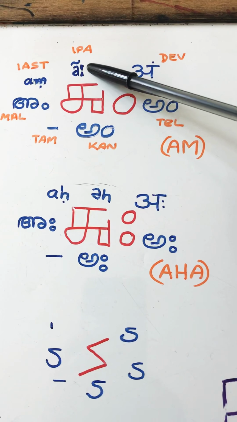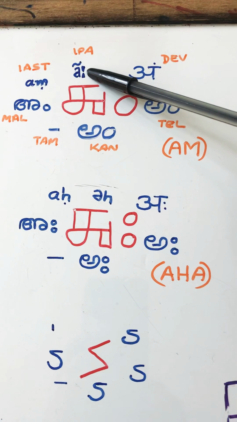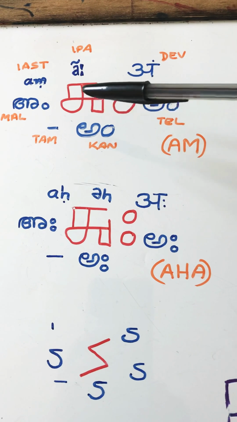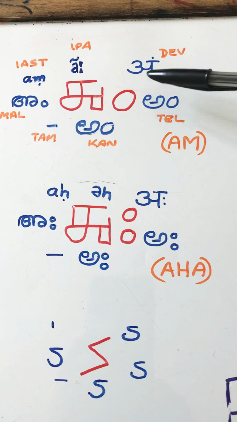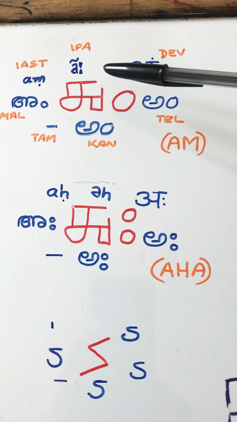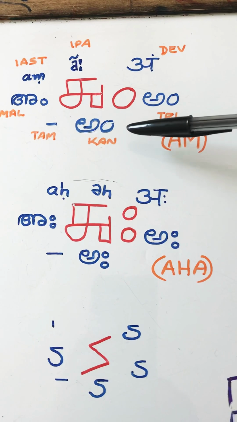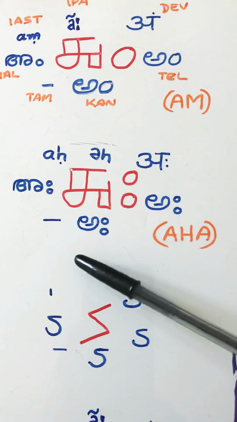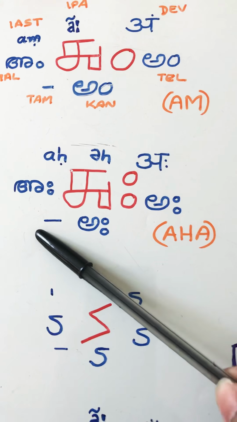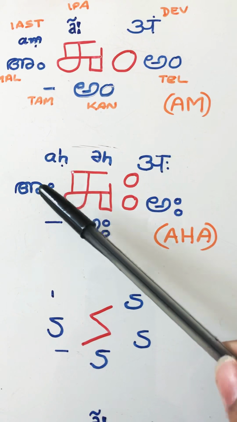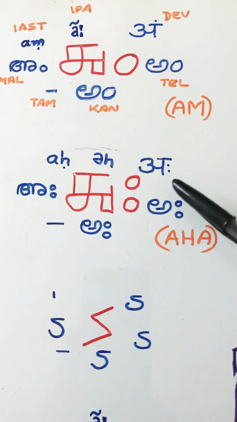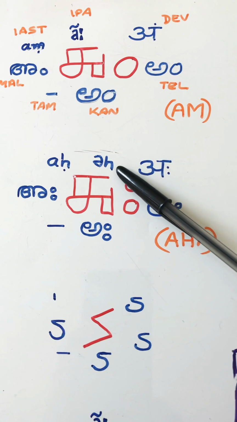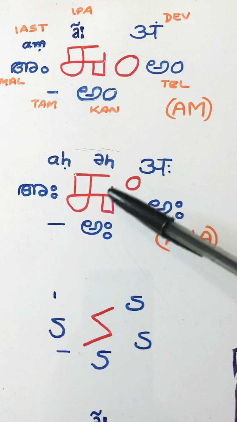And if you look at the IPA symbol, it's actually a nasalization. You have the letter A and you have a nasal equivalent of that. So that is what it is. This is and this is aha. Aha again is written with these two circles in all these scripts, and this is how you write it in IPA. It is aha, aha.